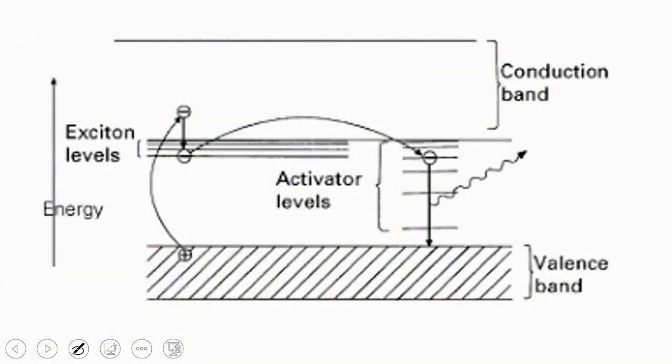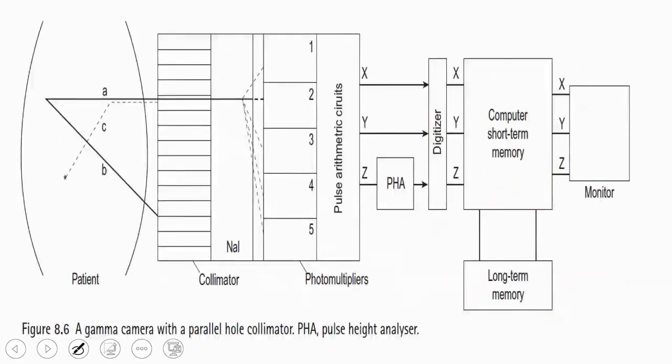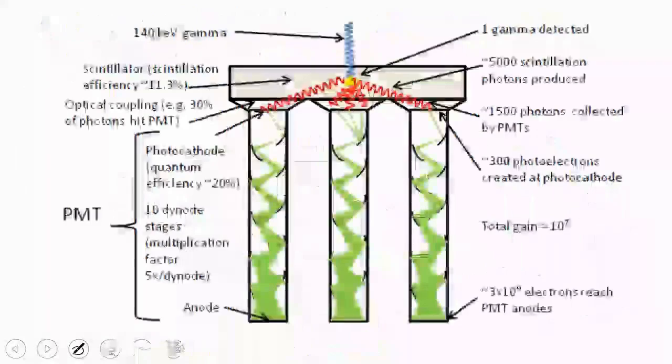This is the idea of scintillation that occurs when the valence band and the conduction band release an electron, which then falls back into the valence band and gives you the light photon. This is what happens in scintillation.